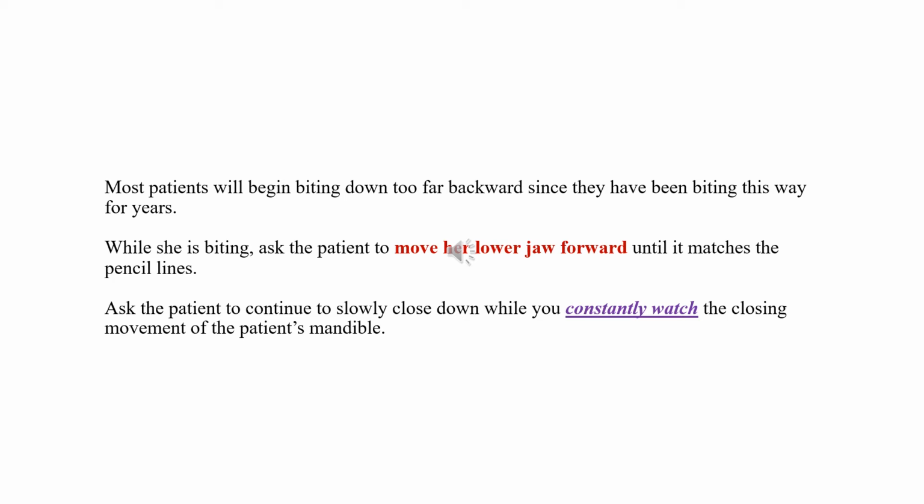Now, most patients will begin biting down too far backward. They will not go forward into their therapeutic bite. Almost always, the therapeutic bite is forward. The problem the patient has is that their bite is backward. As they move their bite backward, it jams their joints. So we are establishing a pressure-free jaw joint by moving the teeth forward. But most patients will begin biting down too far backward since they've been biting this way for years and years and years.